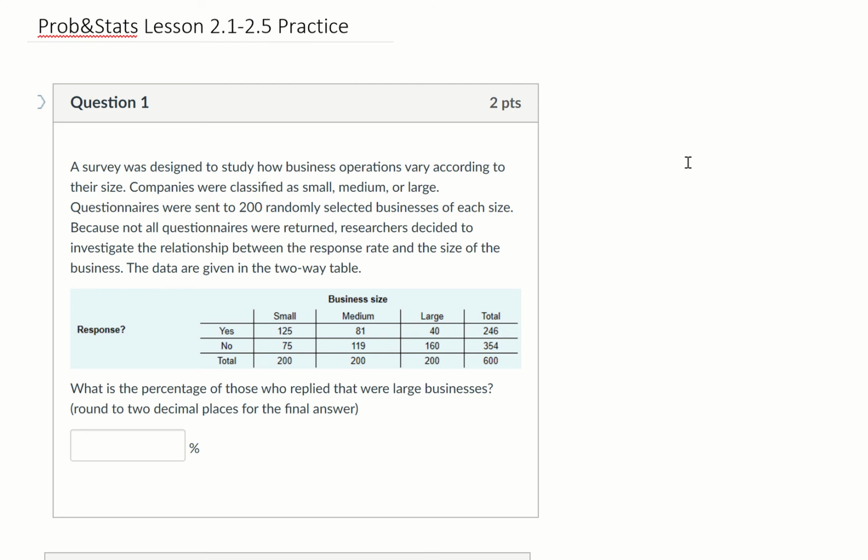So we're going to be reviewing all the problems from chapter 2 all the way up to this point. So the 5 lessons, lesson 1 all the way to lesson 5. And this is all about segmented bar charts, scatter plots, interpreting scatter plots. We had regression lines, and we had the calculation of the correlation.